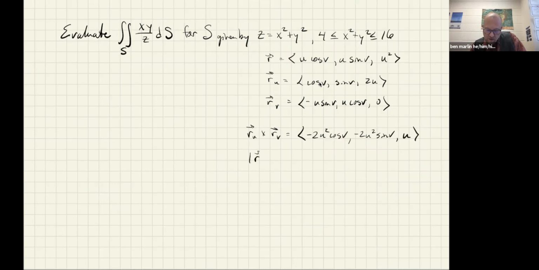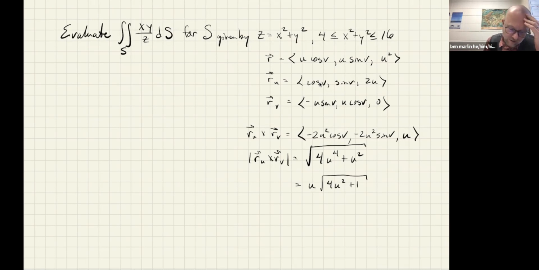So the magnitude of r_u cross r_v, square root of, we will end up with a 4u to the 4th plus u squared. Oh Lord, I hope that that didn't turn out to be too awful. You can see that you can take a u out of that and then end up with a square root of 4u squared plus 1. Now, if the xy over z all cancels out, this looks like this might not be too terrible.